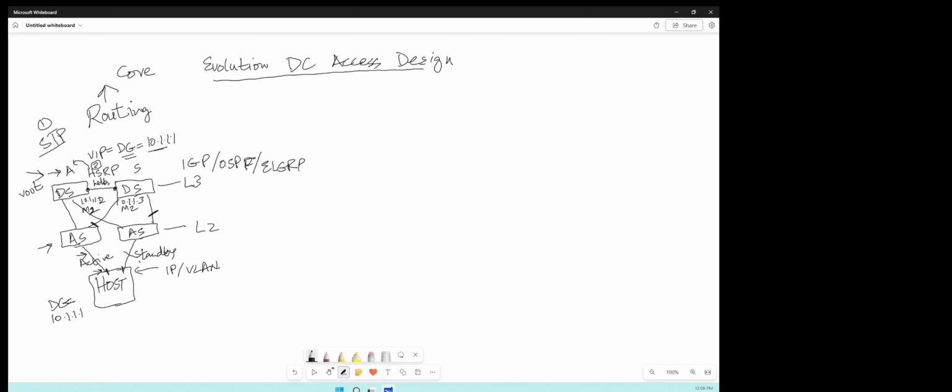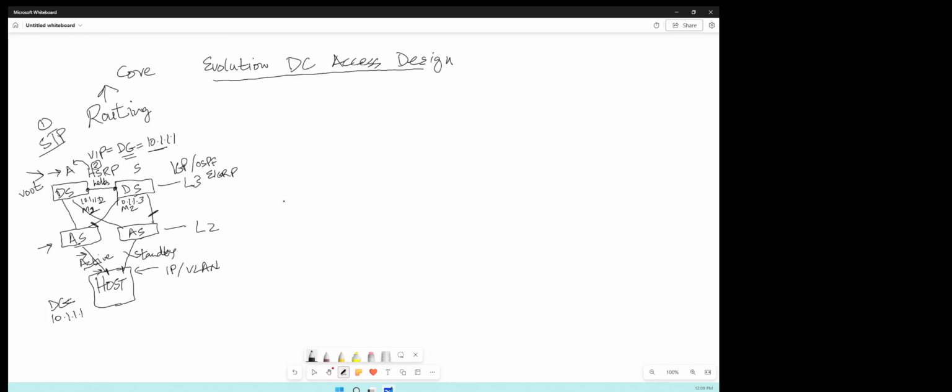So this is your traditional 20 years ago design, host connected with an active NIC and a standby NIC. Now, I have to erase this because I don't have enough space here. So IGP, OSPF, EIGRP.